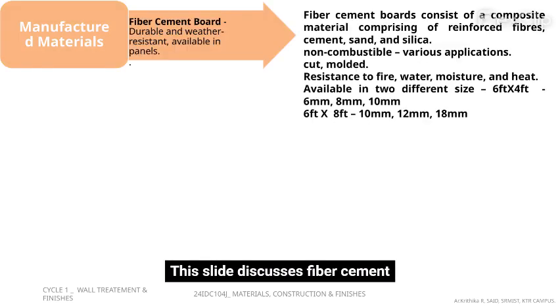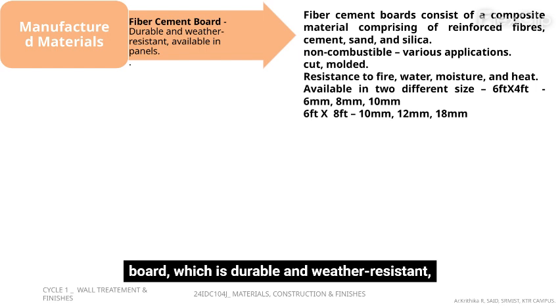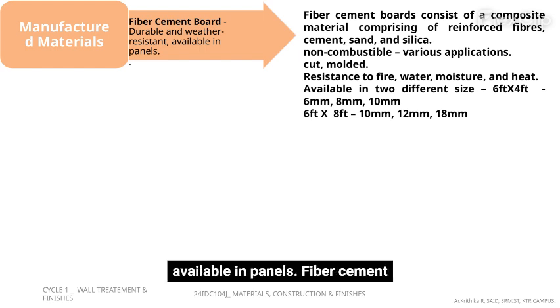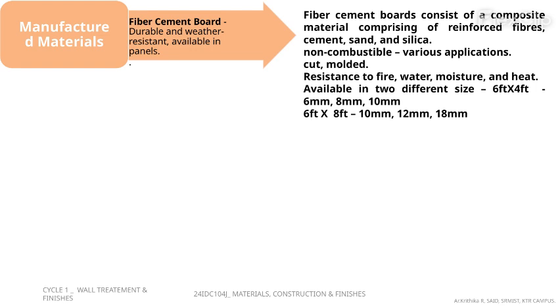This slide discusses fiber cement board, which is durable and weather resistant, available in panels. Fiber cement boards consist of a composite material comprising of reinforced fibers, cement, sand, and silica. It is non-combustible and has various applications such as cut, molded. It has resistance to fire, water, moisture, and heat. Available in 2 different sizes, 6 feet by 4 feet: 6 mm, 8 mm, 10 mm; 6 foot by 8 feet: 10 mm, 12 mm, 18 mm.